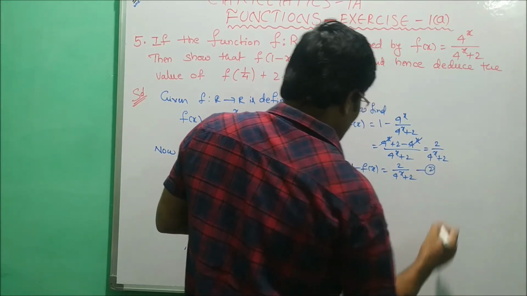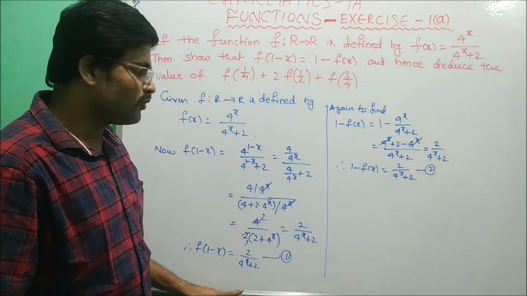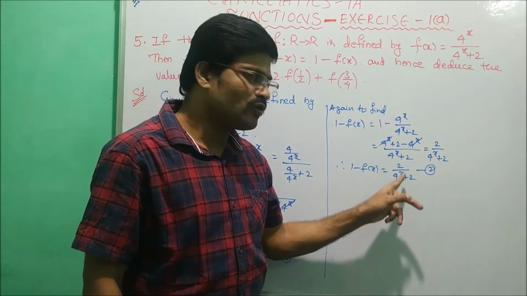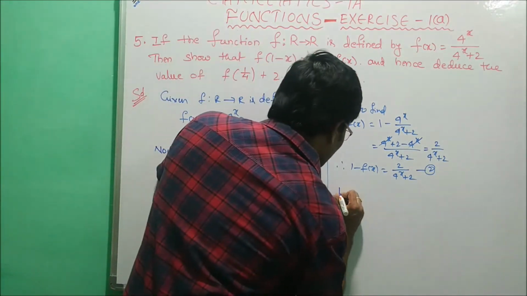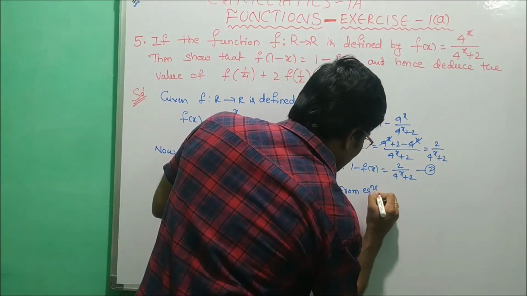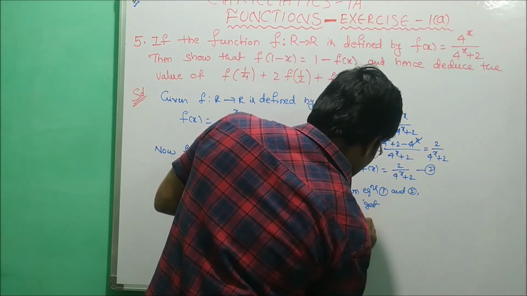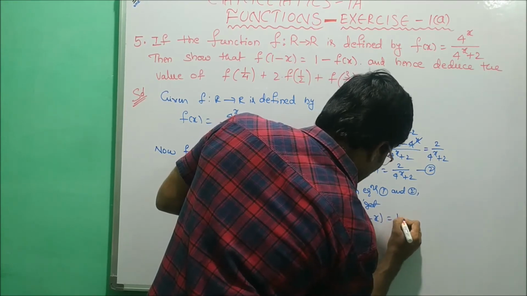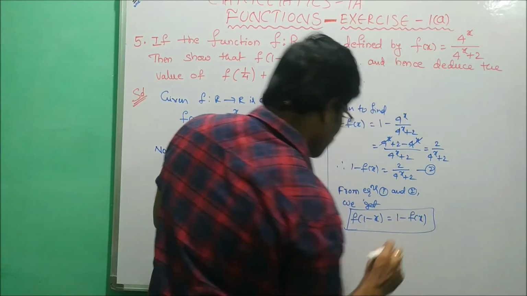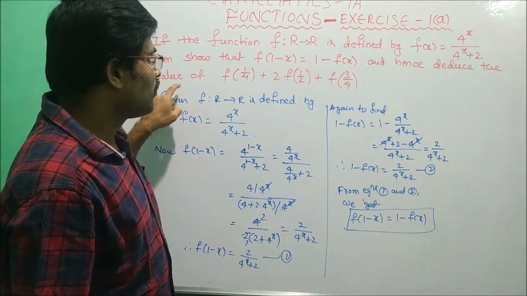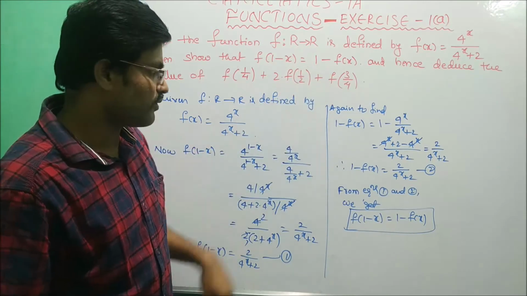This is equation 2. Now we observe in the first equation f(1 minus x) value is 2 by 4^x plus 2. In the second equation 1 minus f(x) is also 2 by 4^x plus 2. From both equations 1 and 2 these are equal. From equations 1 and 2, we get f(1 minus x) equals 1 minus f(x). This is the condition. And also to find the deduction value, that is f(1/4) plus 2 into f(1/2) plus f(3/4).